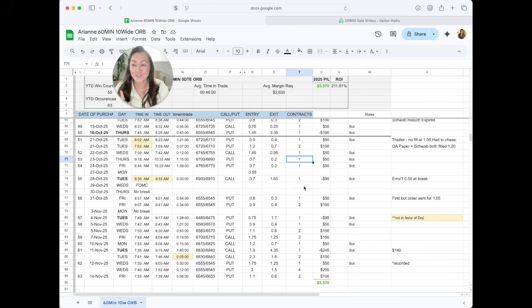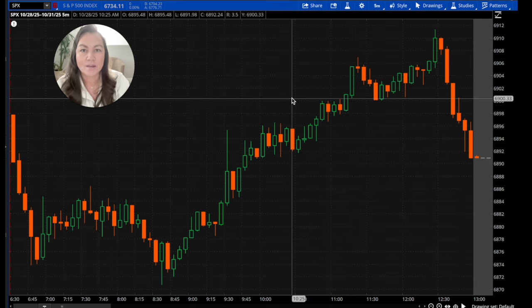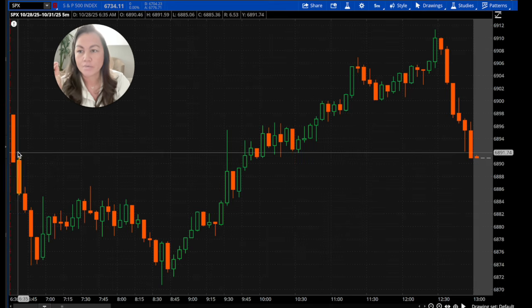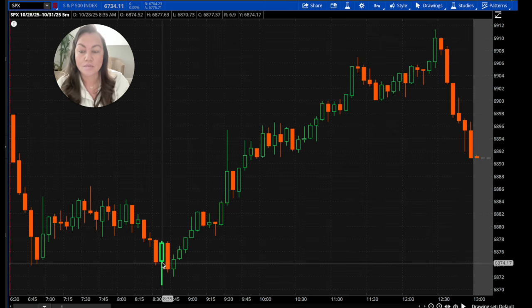So speaking of weird, this day, I'm going to go over to a chart and show you what the heck happened in these 3 minutes where my bot tried to enter a call credit spread. All right, this is that day's chart in 5-minute increments. I had to move down to 5 minutes because you couldn't see what happened on a 15-minute time frame. So this is the low of the 60-minute opening range. It breaks out on this candle here.